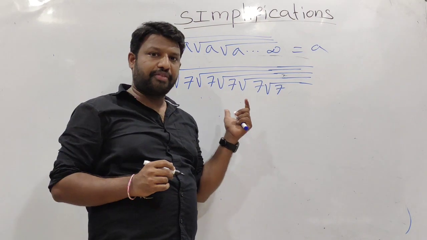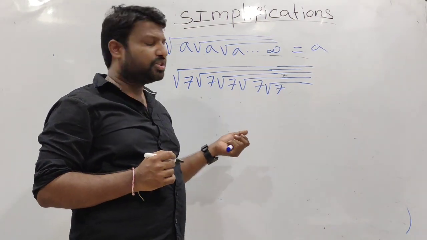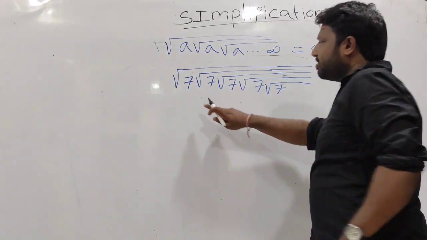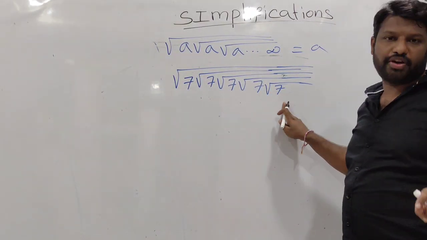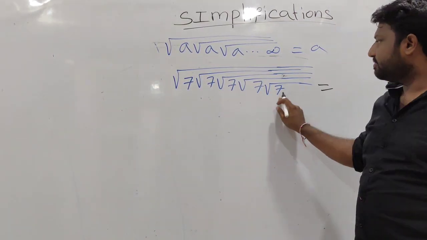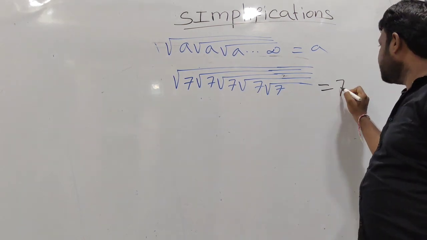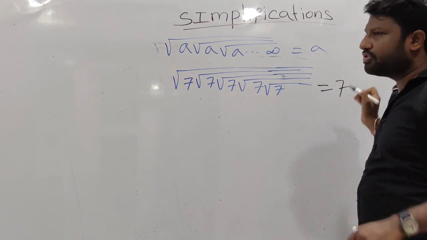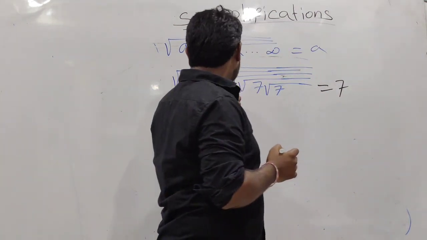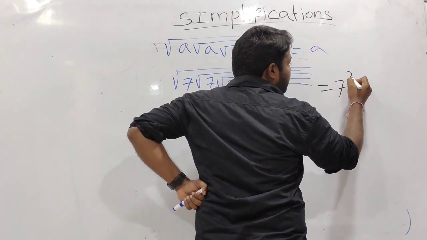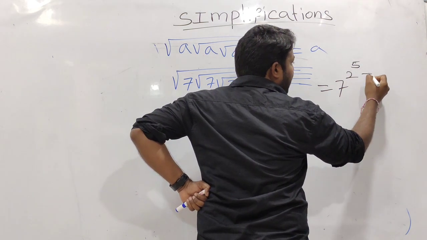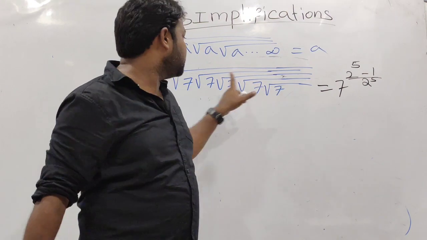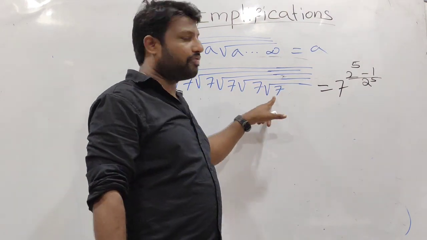So for this problem, I have told you the basic method of how to do it. Now I will tell you how to do it directly. That's the formula you have to remember. See this. How many terms are there? 1, 2, 3, 4, 5. 5 terms are there. So right here, 7 is there. Any terms, sir? 1, 2, 3, 5 terms. So this directly you have to write. This has 7 power 2 power 5 minus 1 by 2 power 5. So how many terms are there? 1, 2, 3, 4, 5 terms are there.